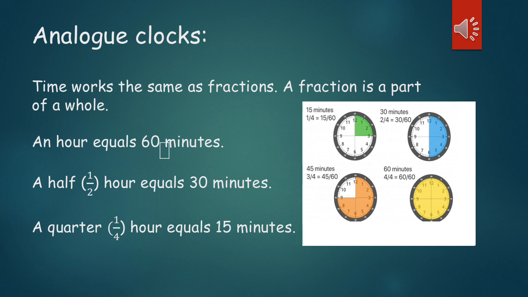Analog clocks. Time works the same as fractions. A fraction is a part of a whole. An hour equals 60 minutes. A half an hour equals 30 minutes. And a quarter hour equals 15 minutes. If you look at the illustration, you will see 15 minutes, 1/4, 30 minutes, 2/4, 45 minutes, 3/4, and 60 minutes, 4/4 or 1 whole.